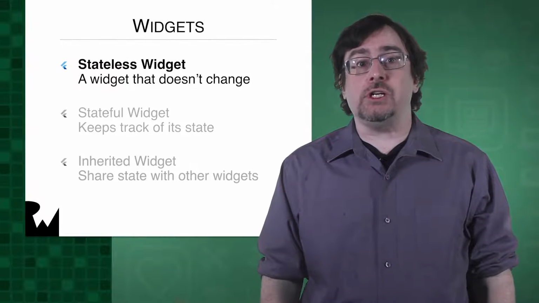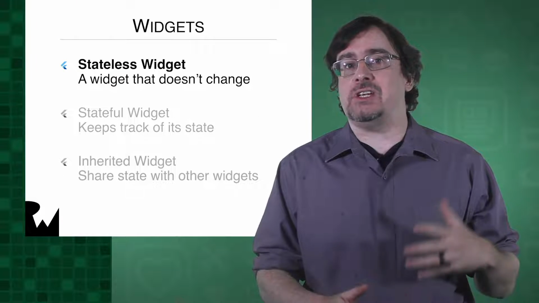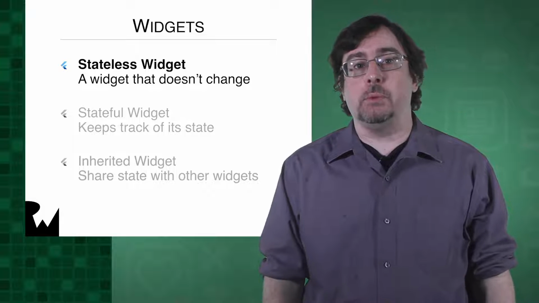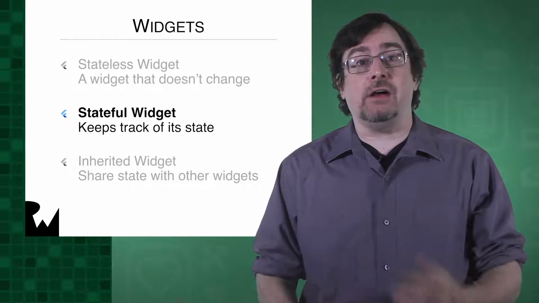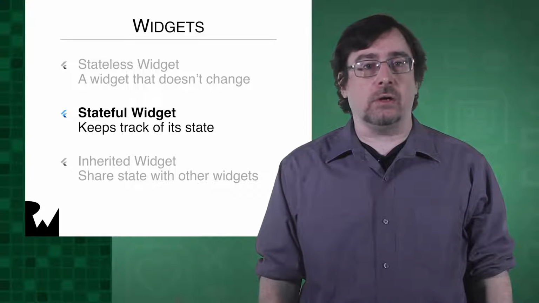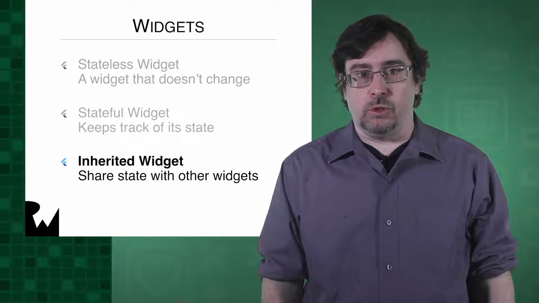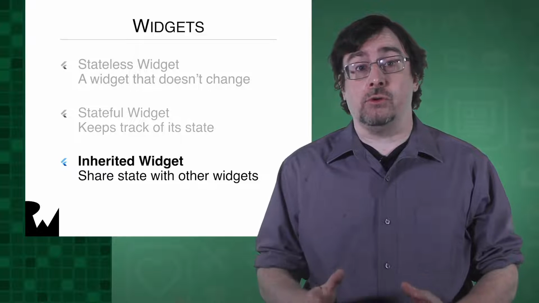At this point, we'll start composing our interface with widgets. Flutter comes with three types of widgets: a stateless widget, a stateful widget, and an inherited widget. The stateless widget is for an element that doesn't change on the screen, such as a label. A stateful widget does change and keeps track of its own state, like a slider or a counter. An inherited widget allows you to share state with other widgets.